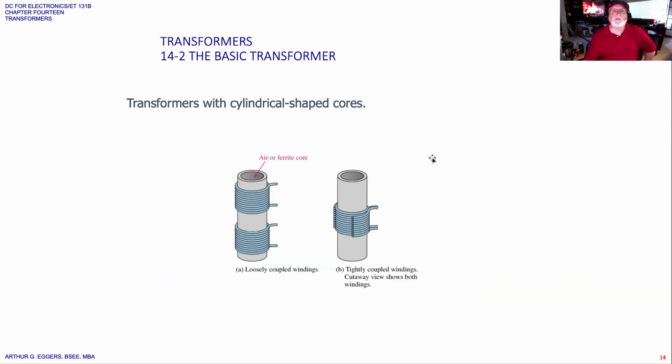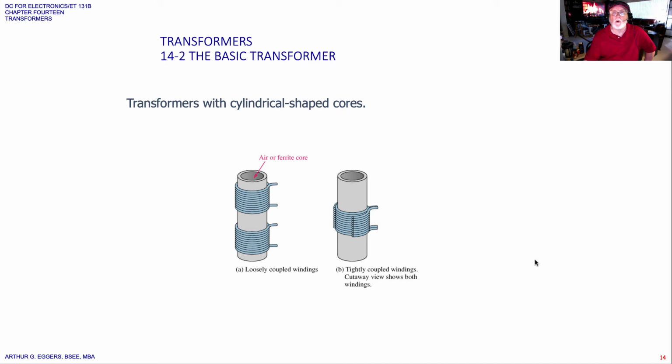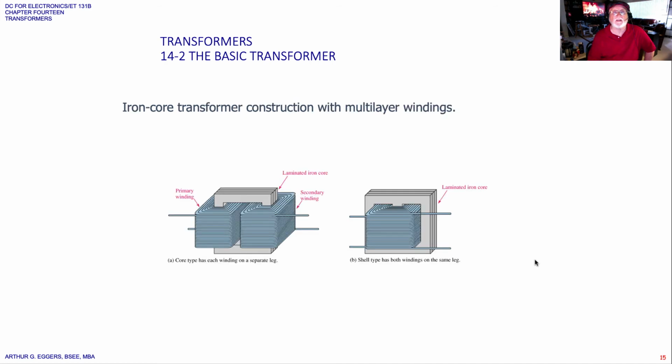Transformers with cylindrical shaped cores we would identify as something that looks like this illustration. You'll notice here we've got an air or a ferrite core. We've got loose coupling between the two because we've got a space between them. If we tightly couple the windings, we can see here we've got one laid over the top of the other, then we get more mutual inductance and more activity.